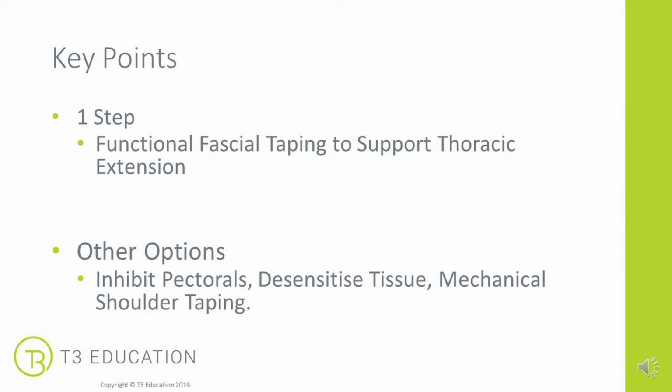Other options are things like inhibiting the pectorals if you believe that's a driving factor, desensitizing any angry or painful tissues that are a result of that extension or lack of extension in the thoracic spine, or for example mechanical shoulder or scapular tapings, if again that is indicated by what your client presents with. As always, assessment and treatment planning is at the heart of getting those long-term results. So let's take a look at how we would do that functional fascial taping to support thoracic extension.